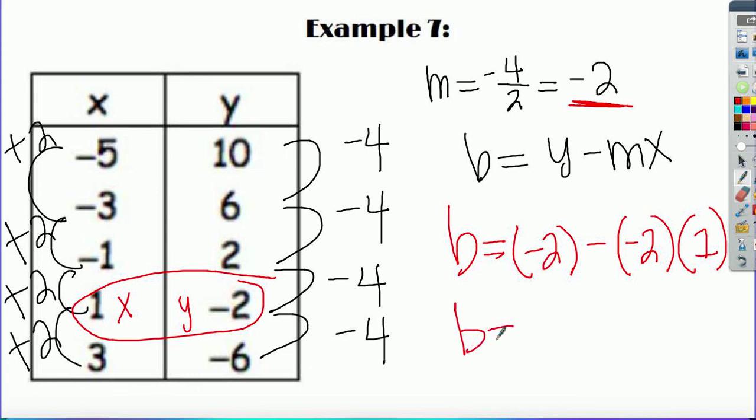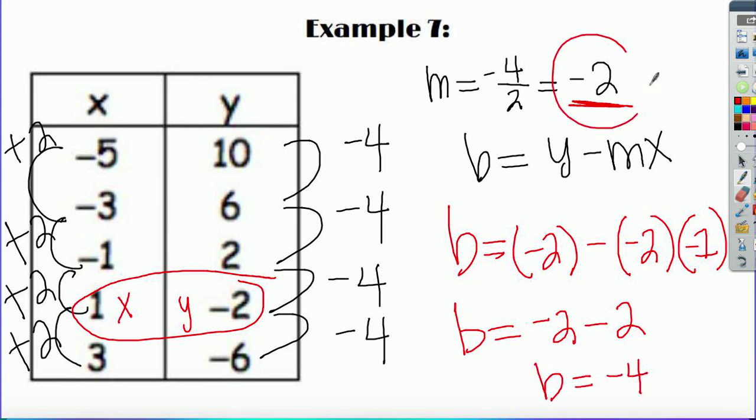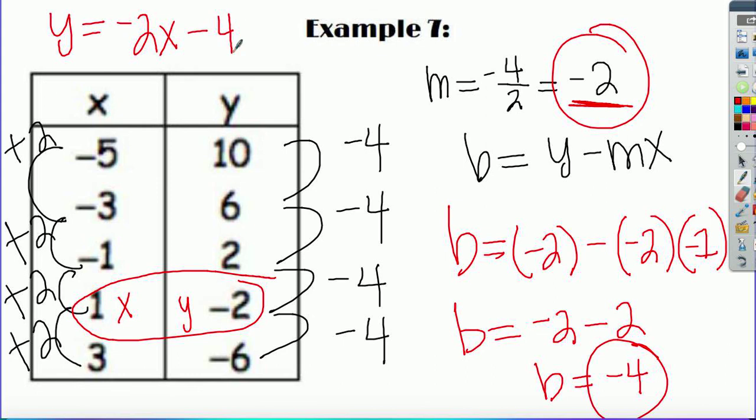So solving this using order of operations, do your multiplication first. Negative 2 minus negative 2 times negative 1 gives you a positive 2. Negative 2 minus 2 gives us a y-intercept of negative 4. So we've got our slope, we've got our y-intercept, and our equation is y equals negative 2x minus 4. So you've now learned several different ways to write an equation from 2 points or a table. There are multiple ways. You just figure out which one works best for you and which one you are most likely to remember.